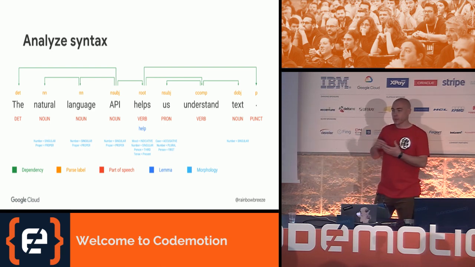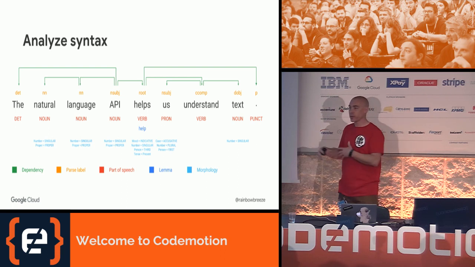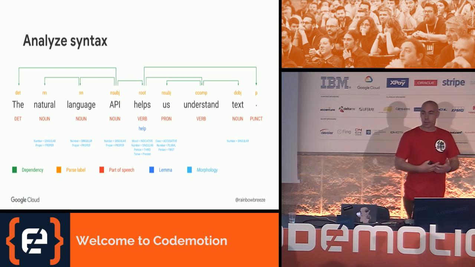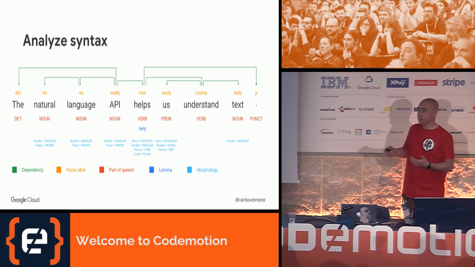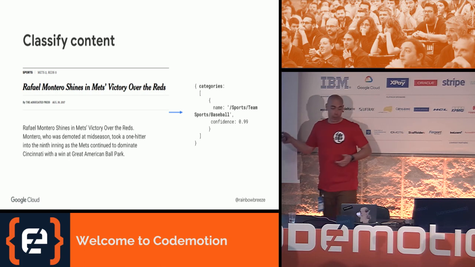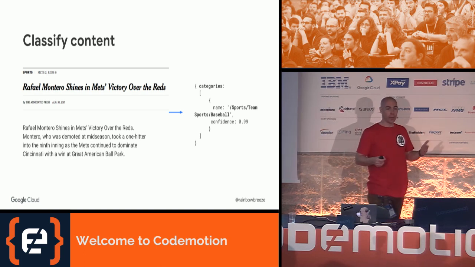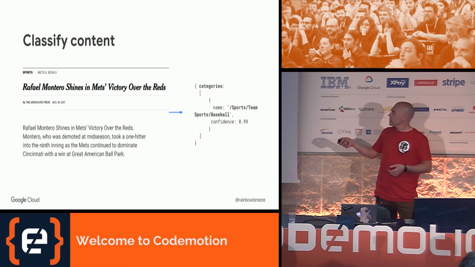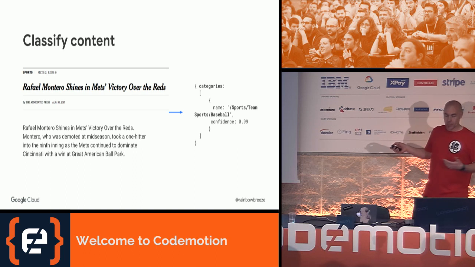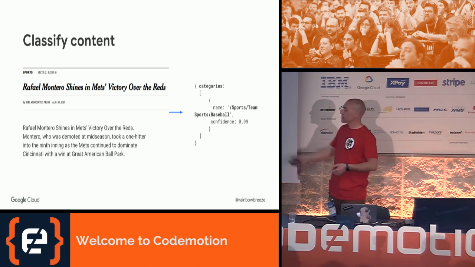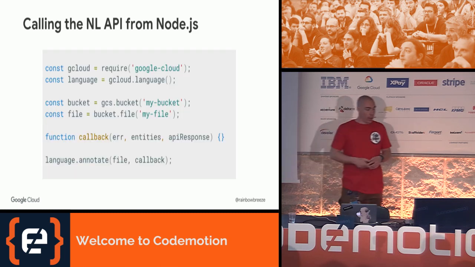So thanks to this, you can then pass this syntax tree to another NLP algorithm to understand the meaning of the sentence. You don't need to do all the grammar examination of the sentence. Classify content. Okay, this is an article. Tell me what this article is about. We are discussing in this article about sport. This is something about a baseball team, and more information will be provided just from this small snippet of text.